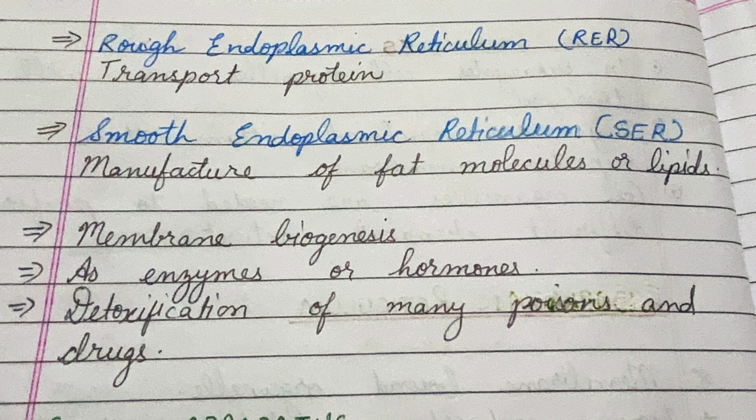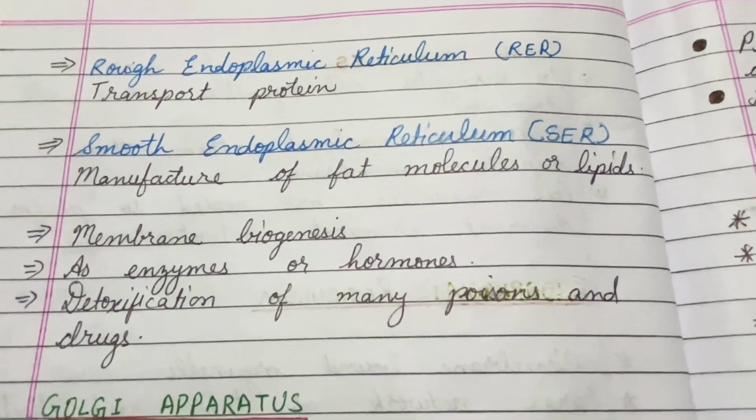They manufacture fat or lipid molecules and then transfer it. The manufactured lipids and proteins are transported towards plasma membrane, and these molecules help in the synthesis of plasma membrane. This process is called membrane biogenesis. Thus, the endoplasmic reticulum helps in membrane biogenesis. The proteins and lipids also act as enzymes or hormones. They also detoxify many poisons and drugs out of cell.